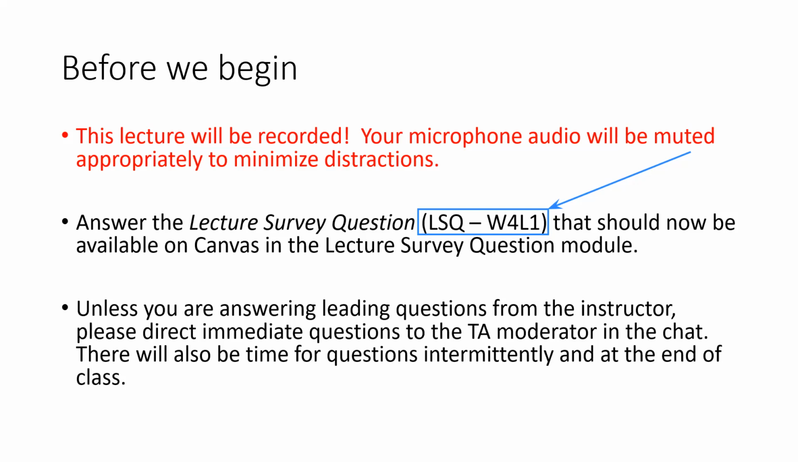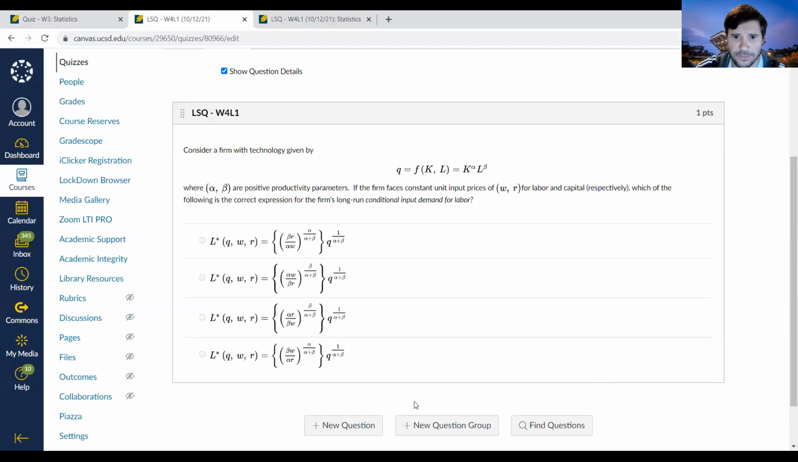All right, let's go ahead and kick things off tonight with that lecture survey question. So a little bit more involved one today. We were considering a firm with a technology given by this general Cobb-Douglas form here, where alpha and beta are given to us as positive productivity parameters, positive because if not, then they would not be a monotonic relationship that is captured.